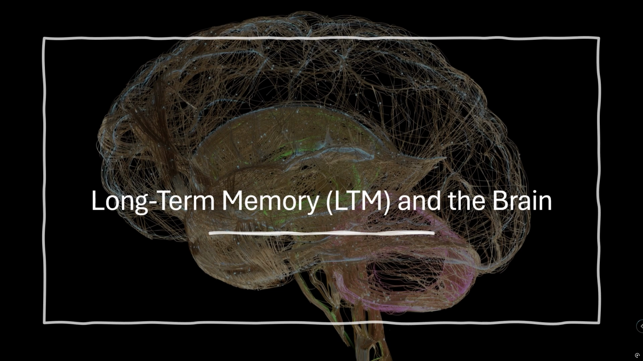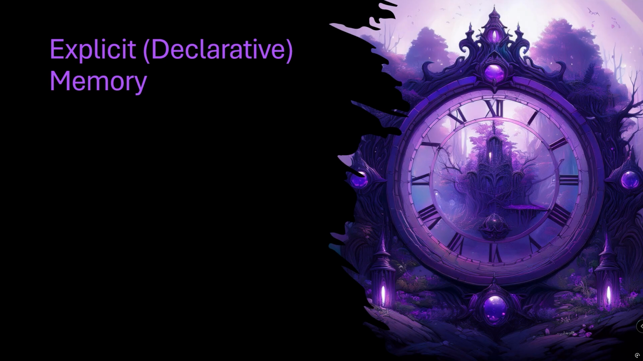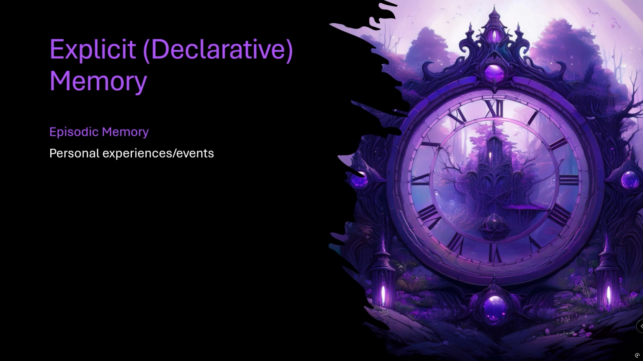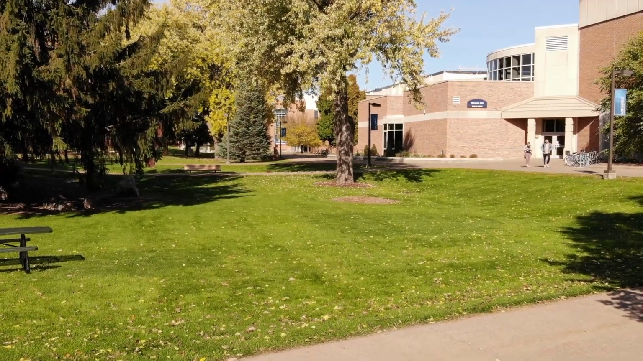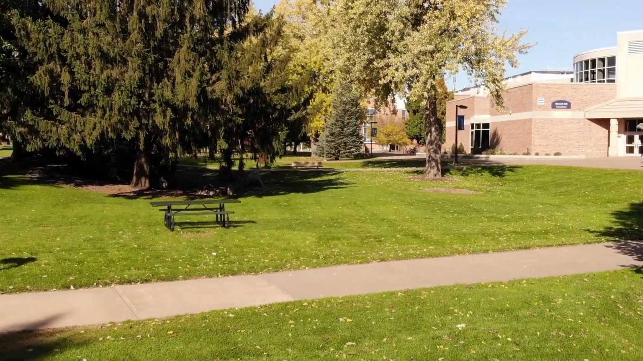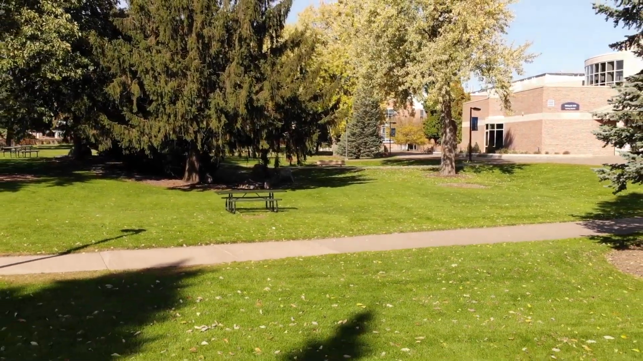Long-term memory and the brain. We have explicit or declarative memory, things such as episodic memory. If you think of episodes, like the episode of your favorite anime, these are things like personal experiences or events. If you think back to your first day of secondary school or your first day of college, these kinds of experiences are known as episodes, or episodic memory. As I said before, think of it like an episode.